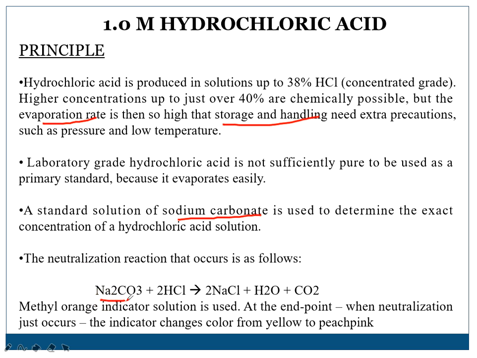For the standardization, the neutralization reaction of sodium carbonate and hydrochloric acid is given in the equation. Sodium carbonate, which is the primary standard, will react with hydrochloric acid to give sodium chloride, water and carbon dioxide. In this titration, methyl orange or methyl red is used as the indicator, and the endpoint will be the color change from yellow to peach pink.